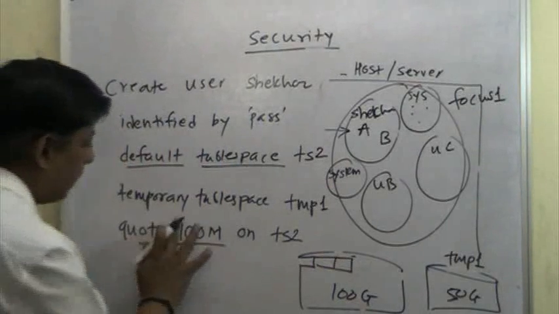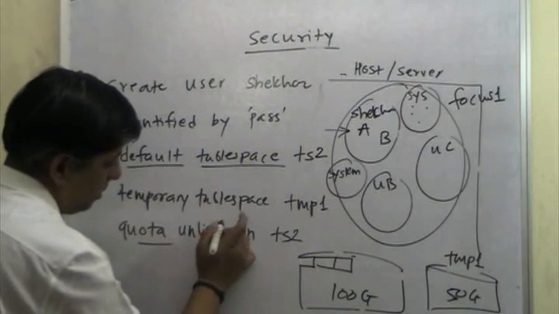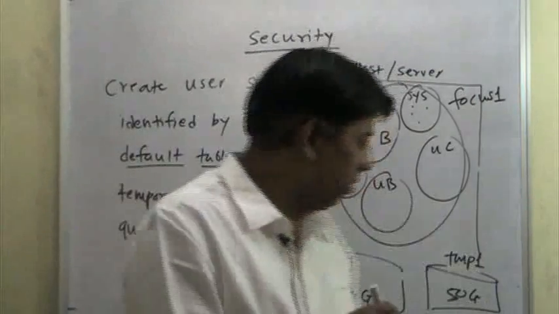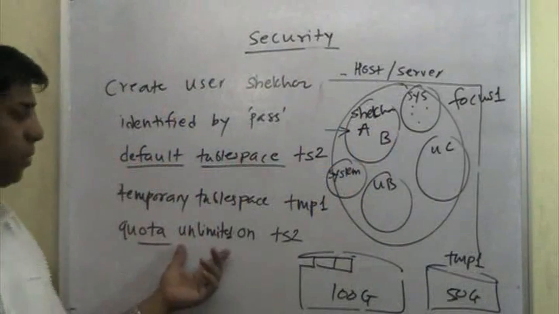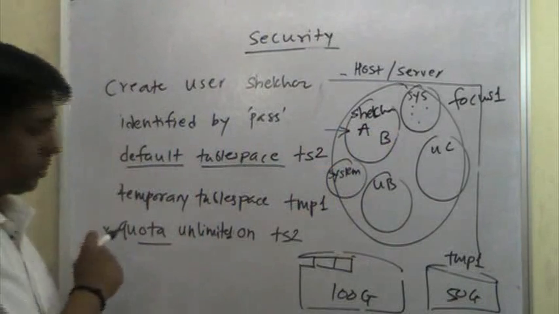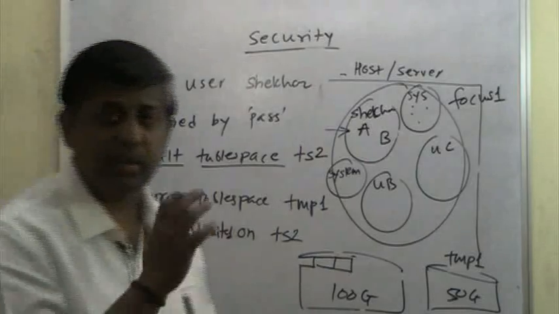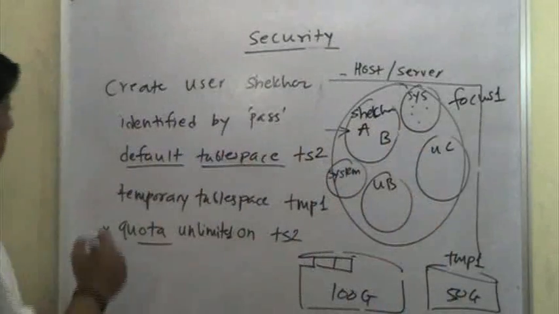Usually this quota is given as unlimited. If the user is very important, if the user should have access to all the 100 gigabytes, then he is given an unlimited quota. Or if you don't even specify this, these are all optional clauses by the way, if you don't specify this, the quota would be unlimited on any table space that has been given to him. So these are certain things.